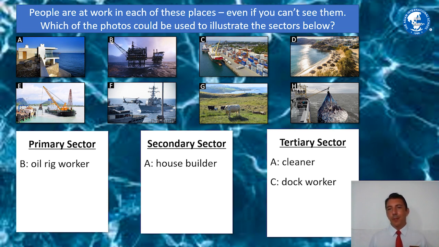Picture D, the resort. There's lots of jobs here. A resort will employ lots of people. We may have hotel workers. We'll have people working in the restaurant, in the bar. People working along the beach to keep it clean and provide services for people. And we'll also have a lifeguard protecting people while they swim.